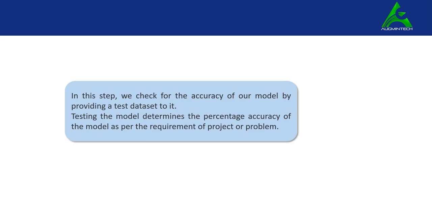Now let's see what is test model. In this step, we check for the accuracy of our model by providing a test data set to it. Testing the model determines the percentage accuracy of the model as per the requirements of the project or problem. By providing the test data, here we check how much our machine learning model has learned or been trained by the historic data. Hence, this step determines the percentage accuracy of the model as per the requirement of the project. Now let's move to the last and final step, that is deployment.